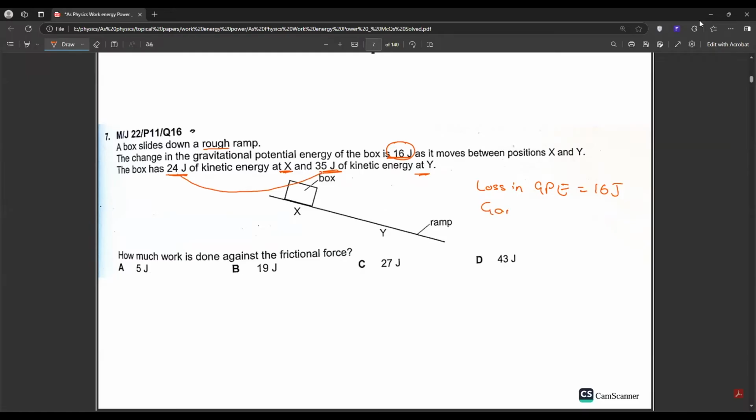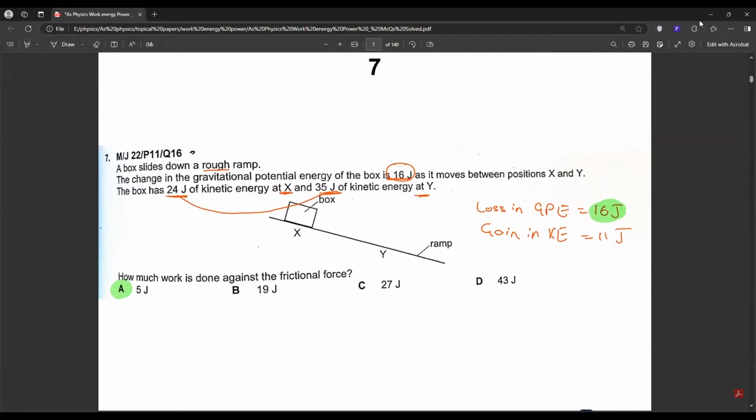The gain in kinetic energy is what? From 24 to 35, that is 11 joules. Where does the remaining 5 joules go? See, there is a loss of 16 joules. 11 joules is gained by kinetic energy. Where does the remaining 5 joules go? The remaining 5 joules is turned into work done against friction. This question is 7. The answer to 7 in the marking scheme is A.